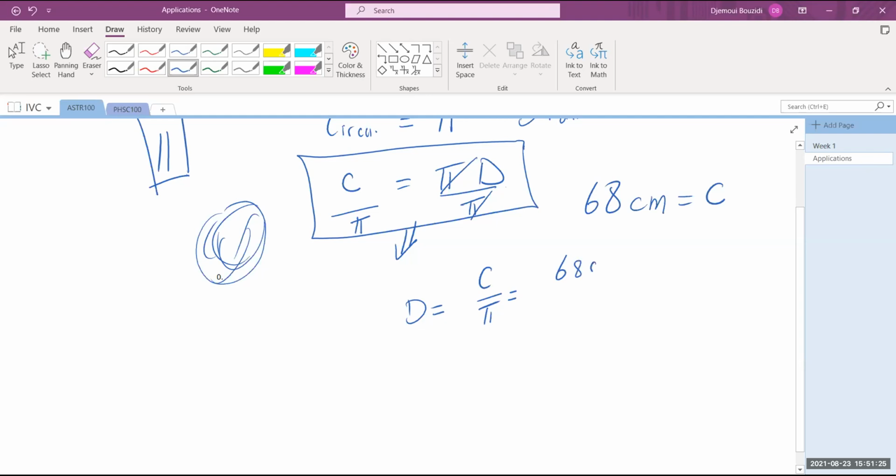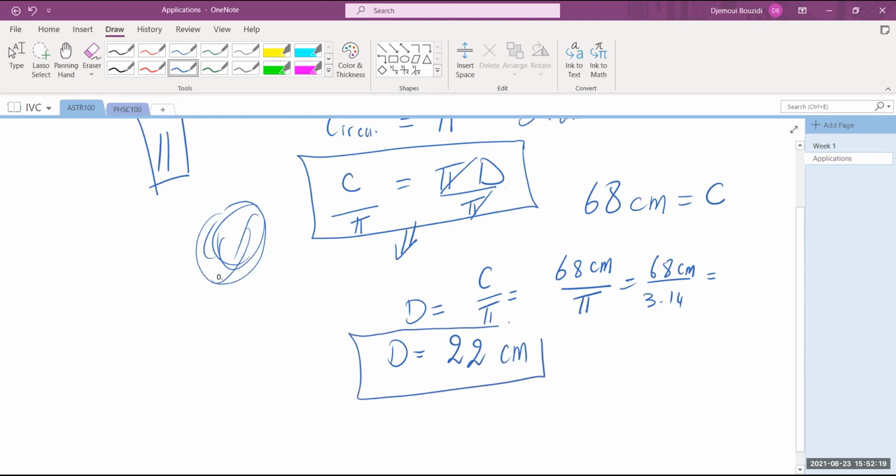If I have a calculator, I can plug in the numbers and find what 68 divided by 3.14 is. Does anybody have a calculator? Can anybody do this calculation for us? 21.65. I'm going to make it around 22 centimeters. Is that okay? Closer to 22. We're just roughing it, coming up with rough numbers.